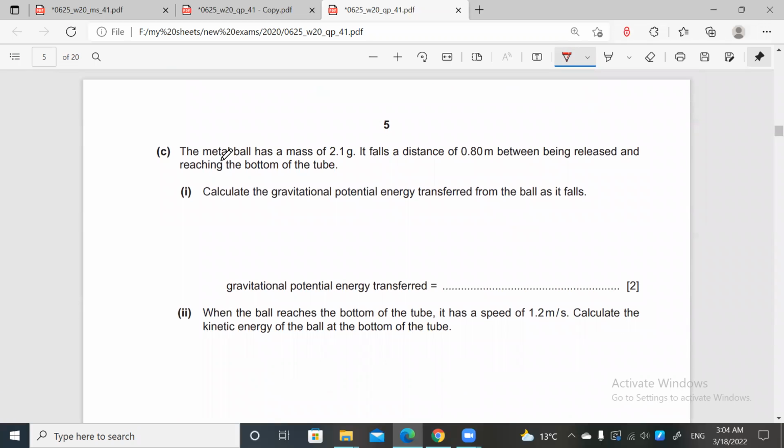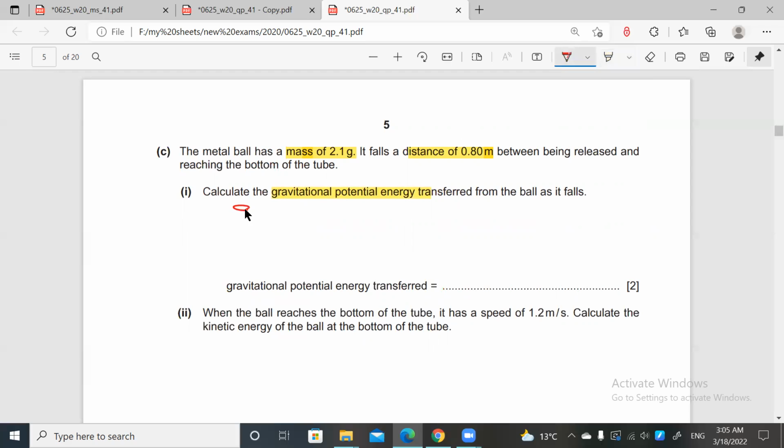Let's go to question number C. The metal ball has a mass, okay? This mass is equal to 2.1 gram. Take care about this gram. It falls a distance of this much. This is the height, okay? And being released and reaching the bottom of the tube. Calculate the gravitational potential energy transferred.